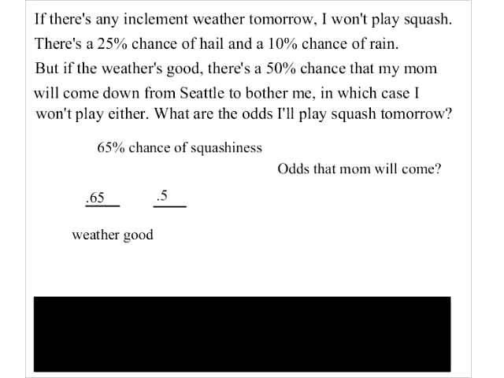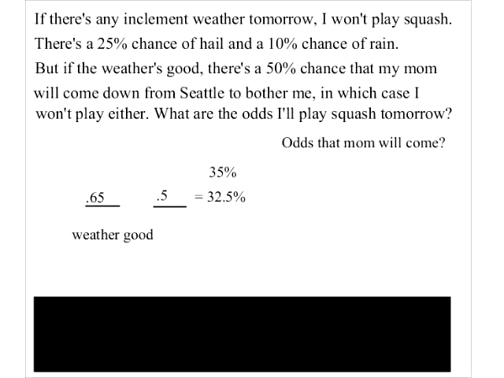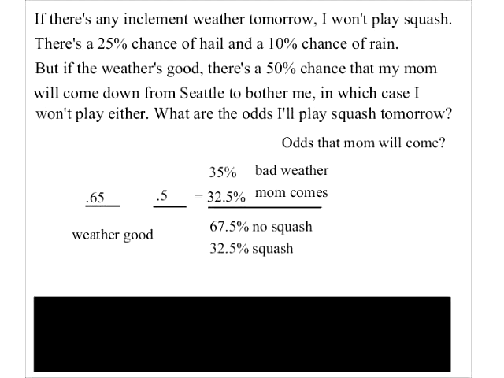Yeah, it's 32.5%, right? It's half of this. And again, if you need to work out why that is, we're just doing 1/2 times 0.65, which would be 0.325, which translates to 32.5%. So there's a 32.5% that the mom will come anyway, and in addition, there is now a 32.5% chance that squash will get played. So in other words, you could add it this way: 35% chance bad weather, 32.5% chance mom comes. And that adds up to 67.5% no squash, or 32.5% squash, which is the answer.